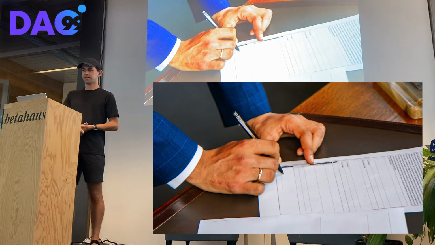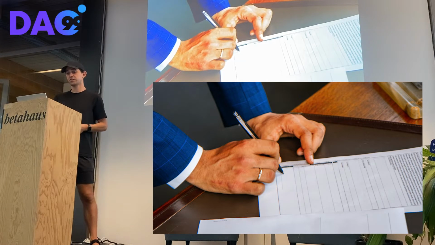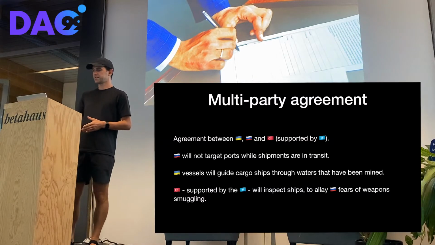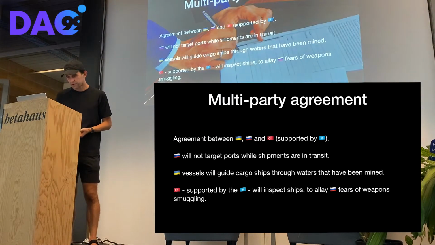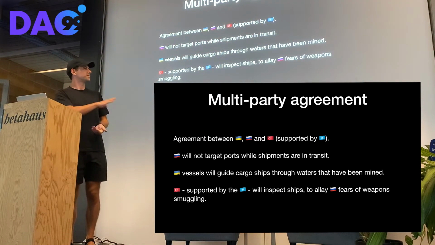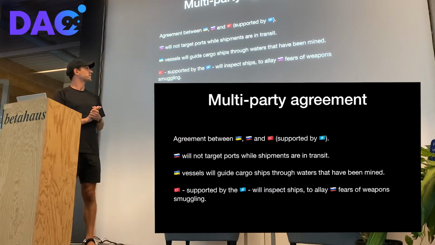And the first thing we need to solve in this mini solution is to sign a multi-party agreement. So basically, the schematics are like this: there's an agreement. This is actually taken from one article on the internet. First, Ukraine, Russia and Turkey, supported by the United Nations, sign an agreement. So it's a multi-party agreement that Russia will not target ports while shipments are in transit.